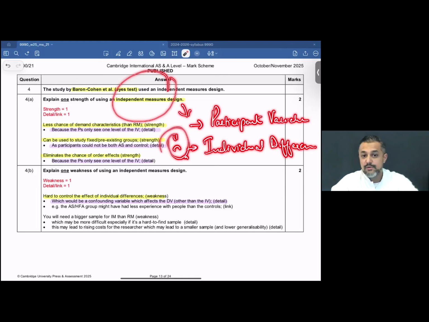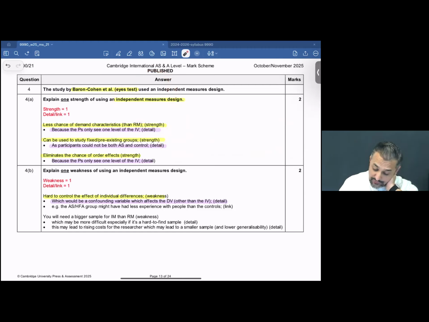Now, as we speak about individual differences, or participant variables, you know what an independent measures design is? We're talking about making different groups of individuals go through different levels of the IV. When you're making different individuals go through different levels of the IV, what if there are differences amongst those participants? What if they have different traits? What if there are demographic differences? Because of these other differences, the result of your research gets affected. There's a possibility. So it is hard to control the effect of individual differences, which would be a confounding variable which affects the DV other than the IV. That's exactly what I just said.